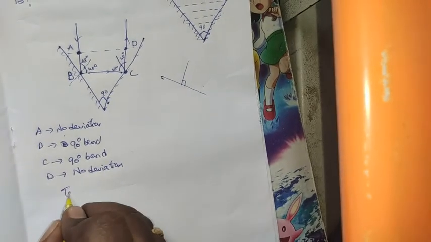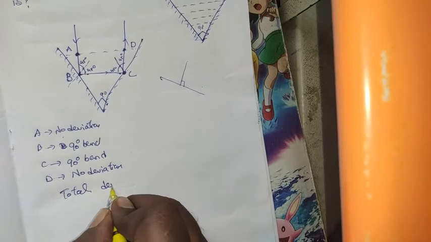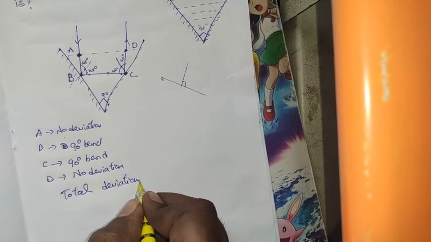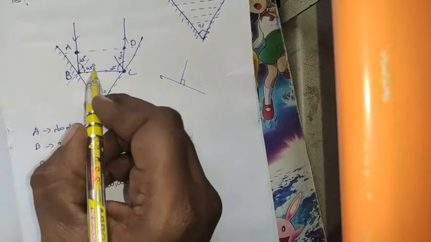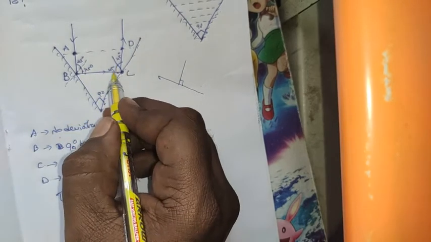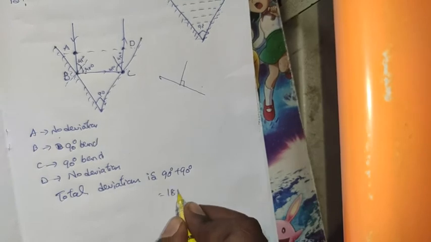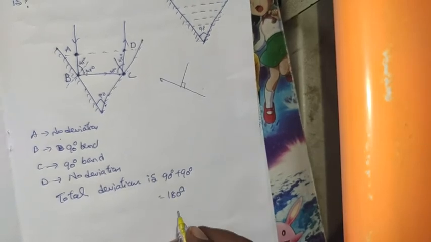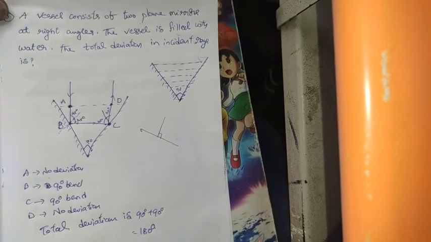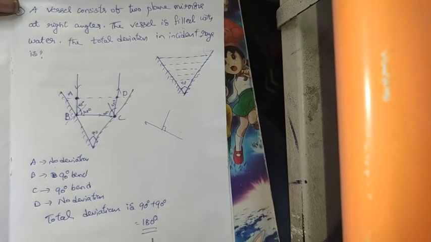Then what will be the total deviation? Here 45 plus 45 is 90, and here 45 plus 45 is 90. So 90 plus 90 is 180 degrees. So the total deviation is 180 degrees. This is the answer for this.